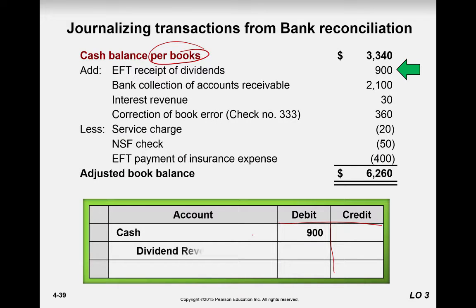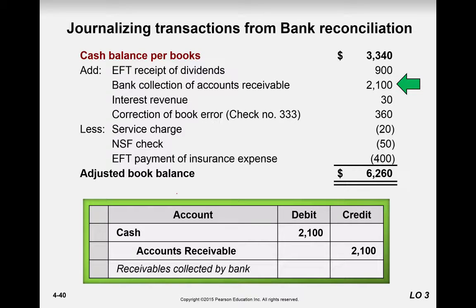Sorry about that. Cash, and then we have dividend revenue for $900. Notice the indent on our credit side and the little description, receipt of our dividend earned. Now to show our collection of accounts receivable: if we are collecting money on accounts receivable, we are adding to cash as well. So we have our $2,100, and this time we are reducing our accounts receivable balance. So here we're debiting cash and crediting accounts receivable.